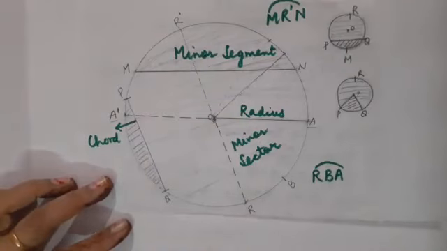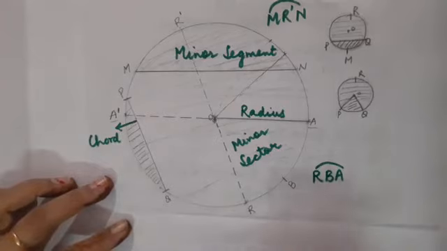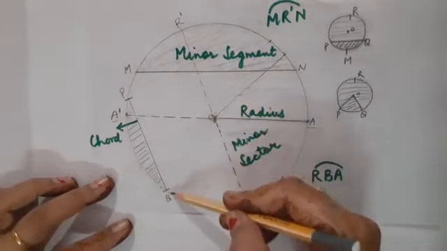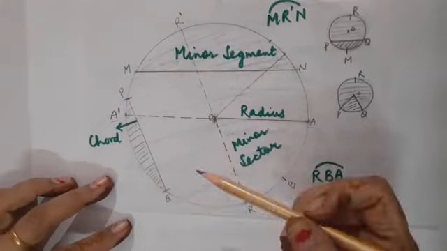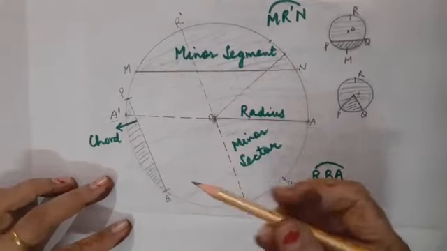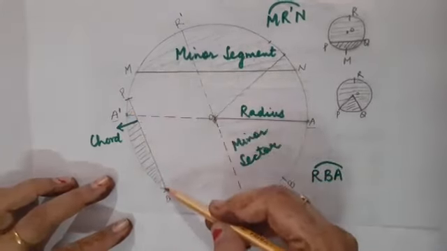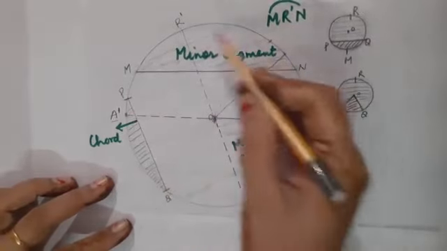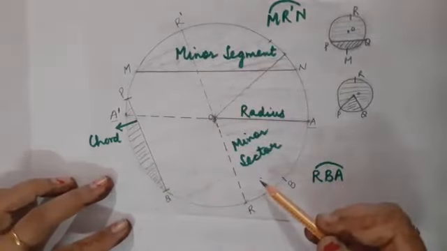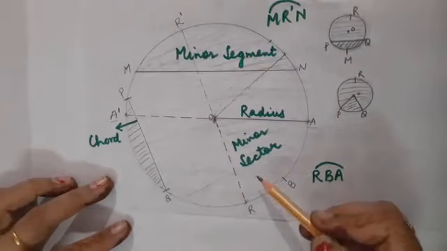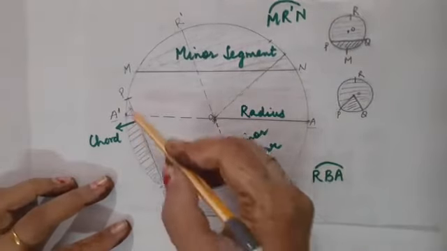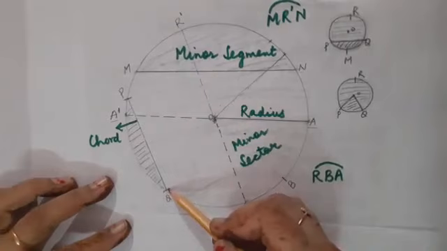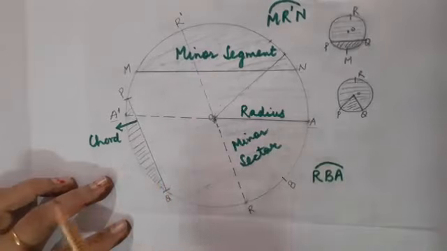Correct? Now the next term is chord. Children, here you can see in this diagram that PQ is a chord. So how to define it? A chord is a line segment whose both the endpoints lie on the circumference. Circumference is nothing but the boundary of the circle. Whose both the endpoints lie on the boundary of the circle, but it does not pass through the center.